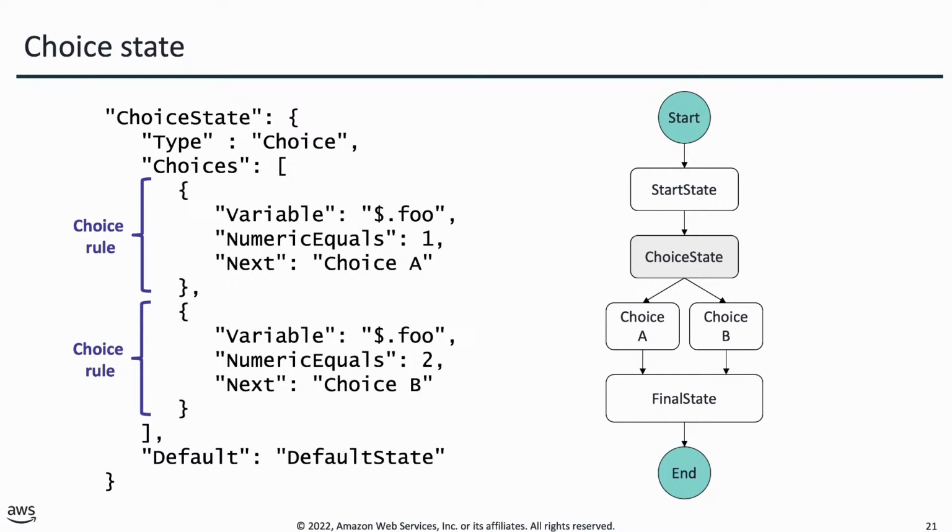A few things to be aware of are that a choice state is going to add branching logic to a state machine, and a choice state must have choice fields where the values are non-empty arrays, and each element in the array is going to be an object called a choice rule. And a choice rule is going to contain the following.